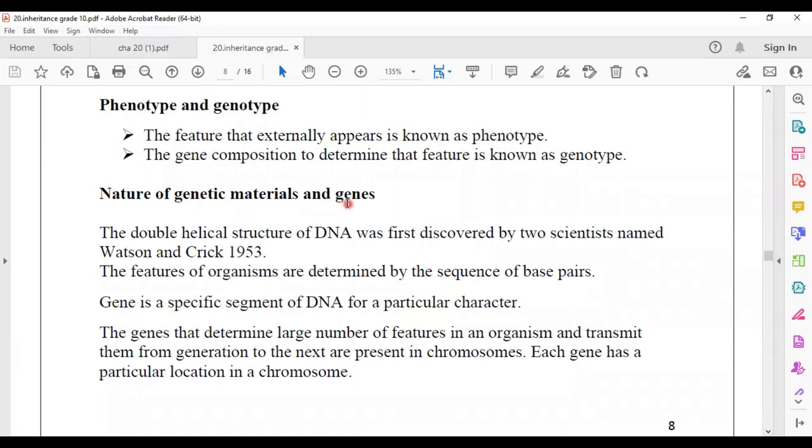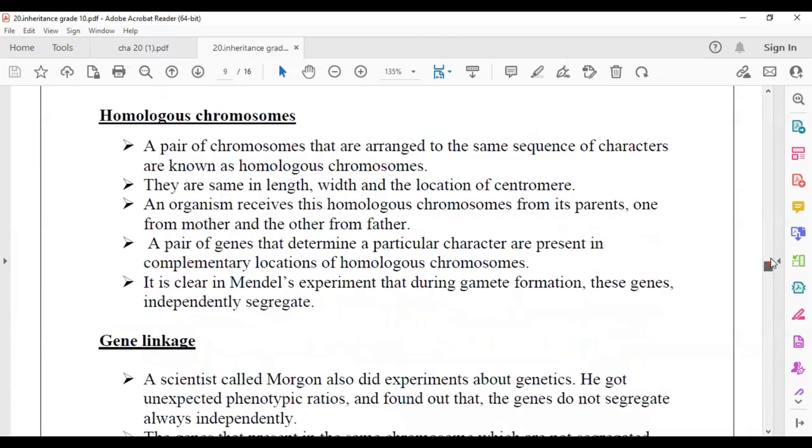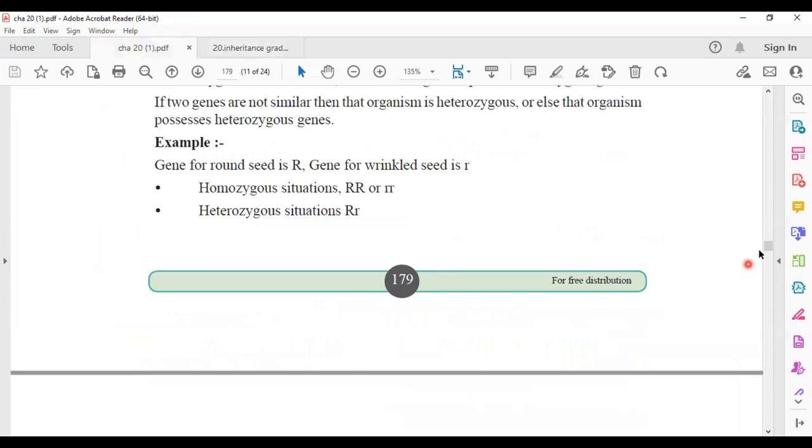Let's see the nature of genetic materials and genes. The double helix structure of DNA was first discovered by two scientists named Watson and Crick. You should remember the names of those two scientists. The features of organisms are determined by the sequence of base pairs in DNA. The characters are determined by these base pairs in DNA.